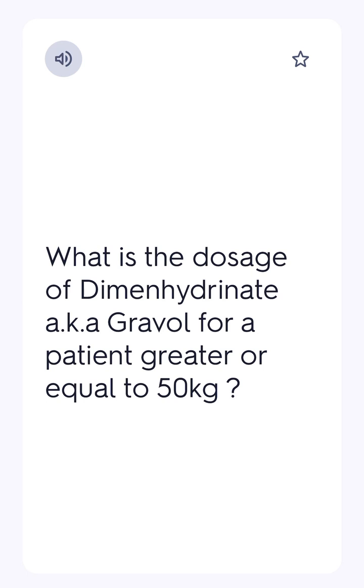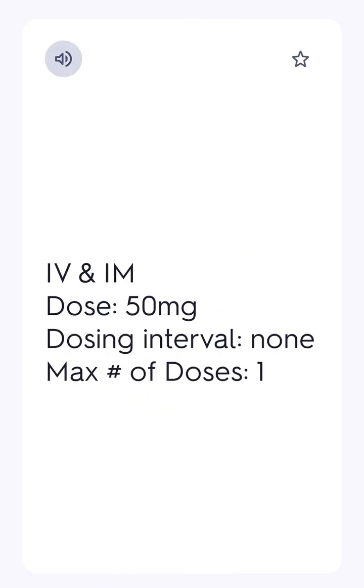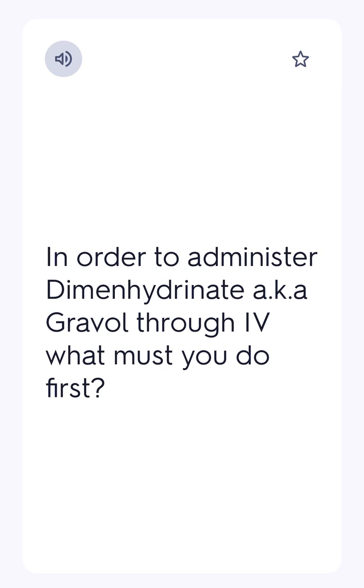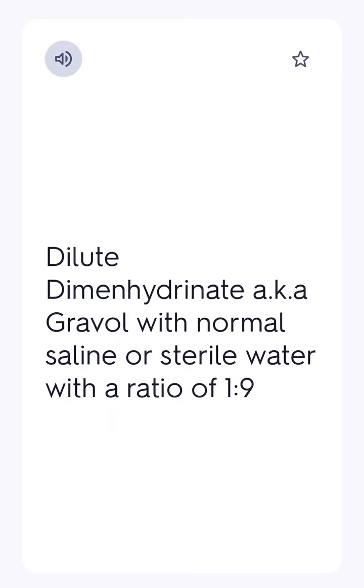What is the dosage of dimenhydrinate, aka Gravol, for a patient greater or equal to 50 kg? IV and IM dose, 50 mg. Dosing interval, none. Max number of doses, 1. In order to administer dimenhydrinate through IV, what must you do first? Dilute dimenhydrinate with normal saline or sterile water at a ratio of 1:9.